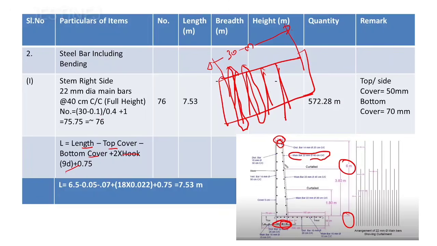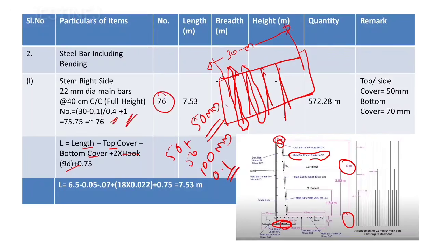So it will be 30 minus 0.1, meaning 50 mm on each side. If you convert them into meter, it is going to be 50 plus 50, that is 100 mm. So in meter 0.1, so 30 minus 0.1 divided by 0.4, the center to center spacing, plus 1, and you will get 76. Then multiply the 76 with this value, you will get the total quantity required, that is 572.28 meter.